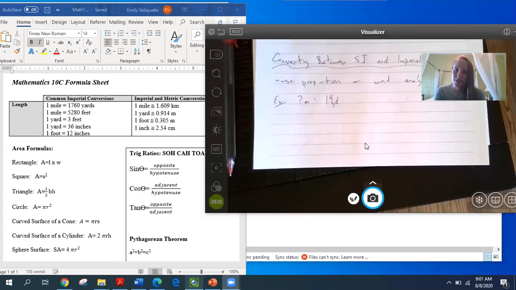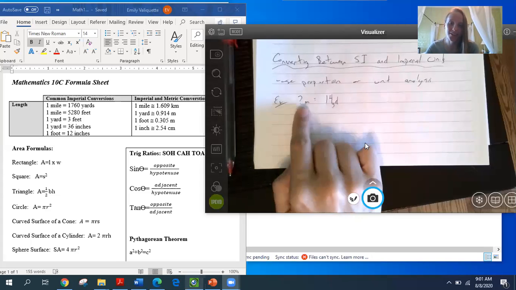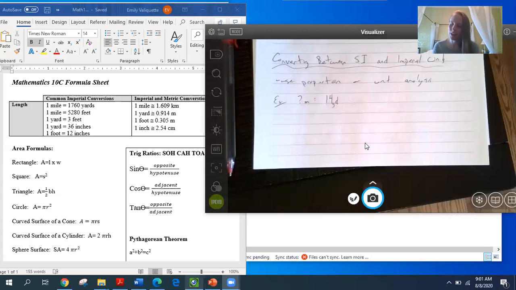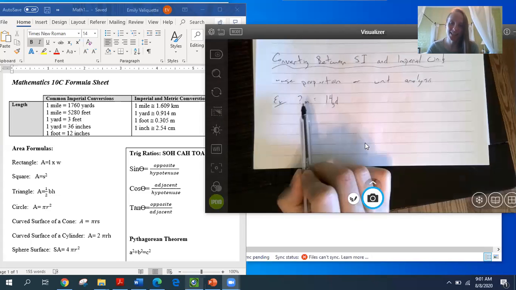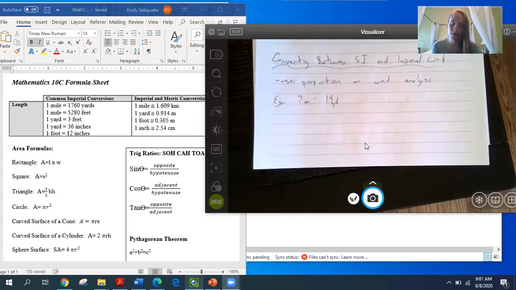Okay, so in this example here, I have asked you to convert between meters and yards. If we're converting between metric or SI units and imperial units, then we're going to use either the proportion method or the unit analysis method that we talked about in yesterday's lesson. So I'm going to start by going over how to do this with the proportion method, the one that I'm actually good at. So I'm going to look at my formula sheet over here, and you can see I have a formula to go between yards and meters.